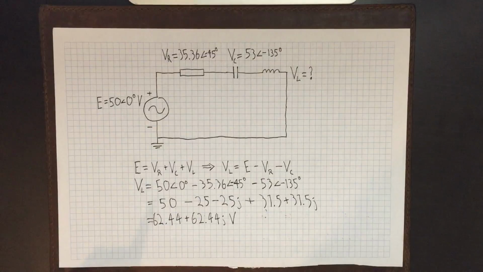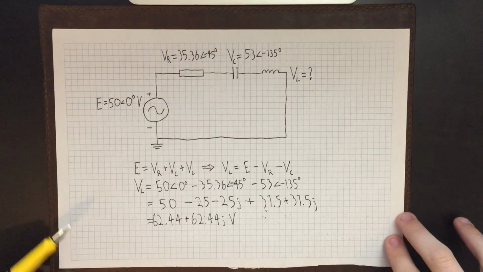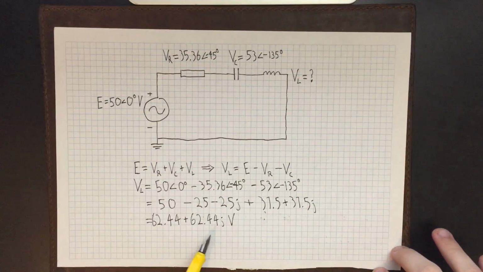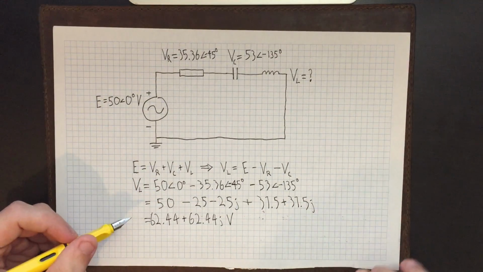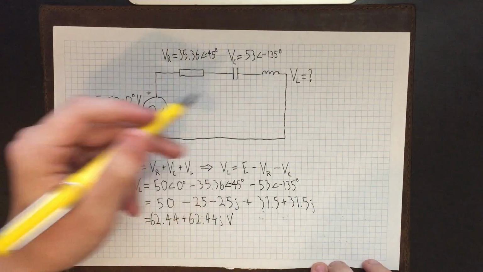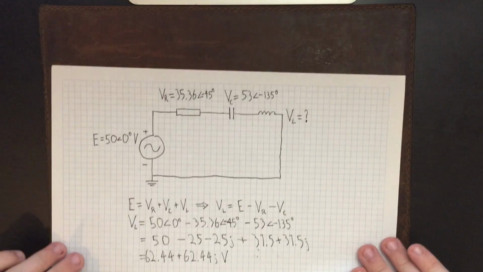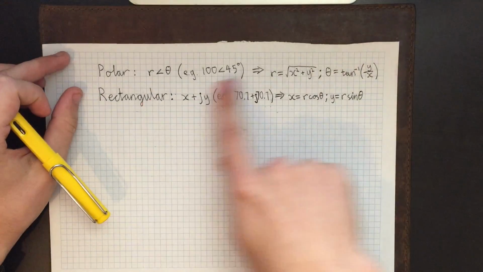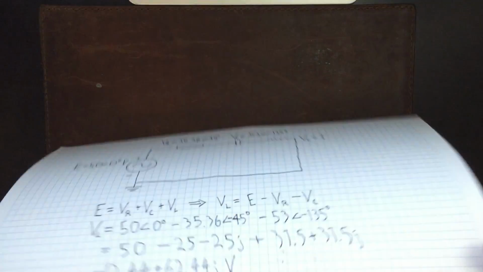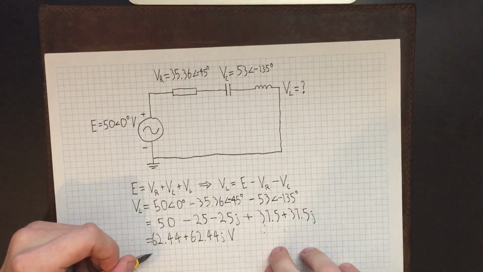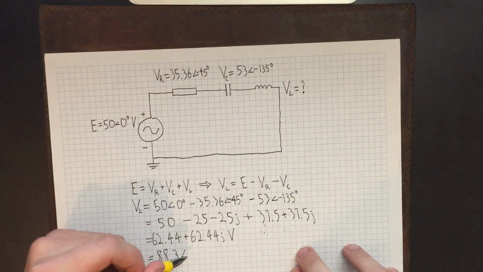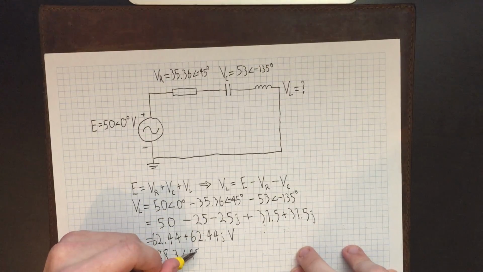And if we sum all that up, that comes to 62.44 plus 62.44j volts. And then if we want to represent this back into polar form, we use our formulas here, and that comes out to 88.3 with an angle of 45 degrees.